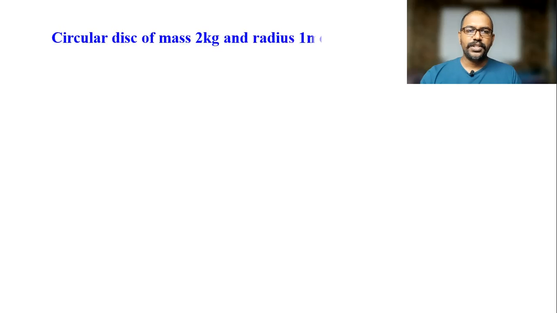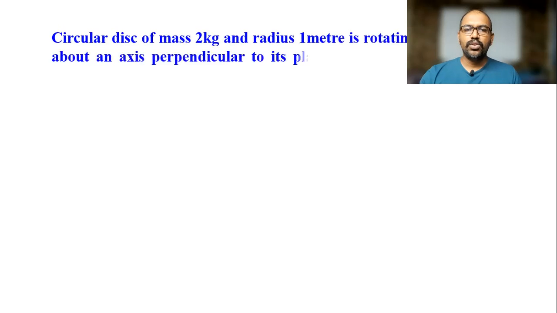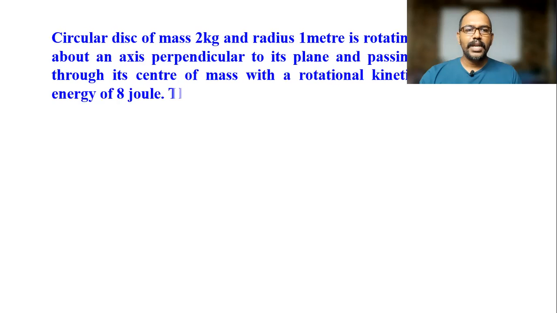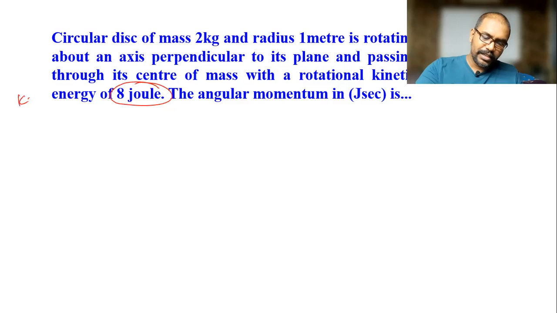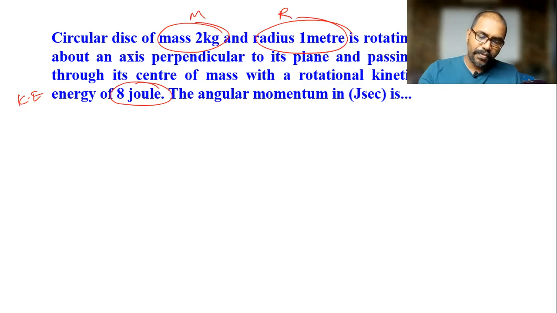Now next question. A circular disc of mass 2 kg and radius 1 meter is rotating about an axis perpendicular to its plane and passing through its center of mass with rotational kinetic energy 8 joule. So the rotational kinetic energy is given, this is the mass, and this is the radius. The angular momentum in joule second is.